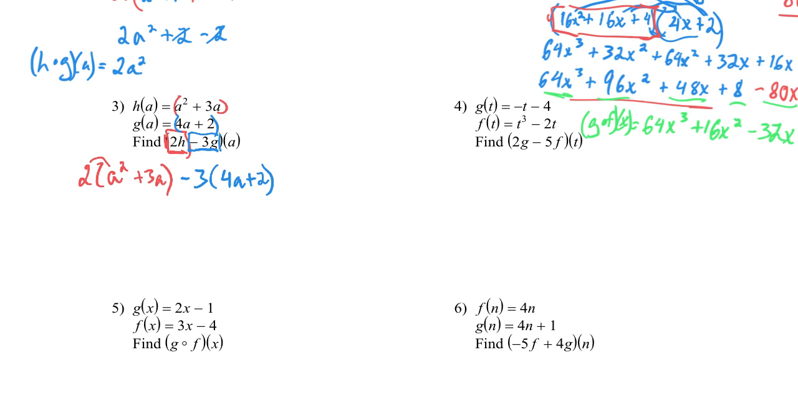All right, so that 2 times a squared is 2a squared. 2 times the 3a is 6a, and then negative 3 times the 4, negative 12a, and negative 3 times 2, negative 6. Then I finally combine like terms. There's not another a squared, so we just drop that down. And then the 6a minus 12a, negative 6a, and then drop the negative 6. And then label it. So I have 2h minus 3g of a. All right, so that's all we do with the linear combinations. If you have questions, let me know.